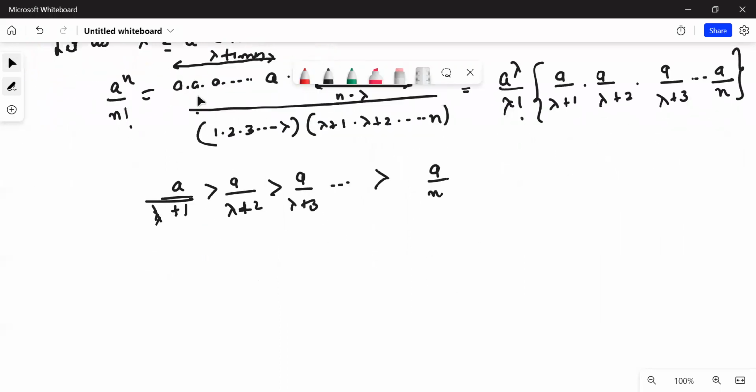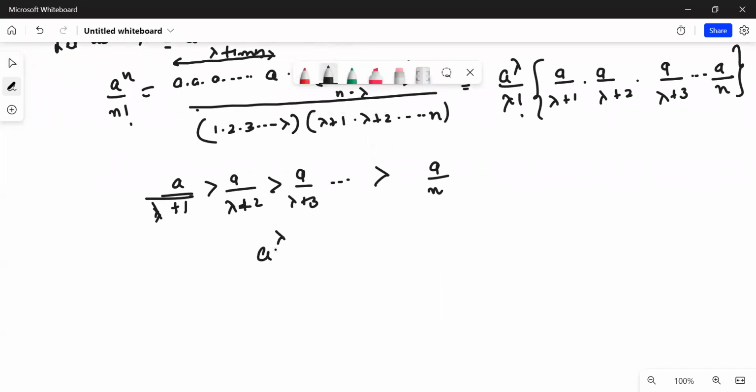Okay. So what trick will I play? One thing is very clear that this particular thing would be greater than 0, because a is greater than 0, lambda factorial is obviously greater than 0, and because a is greater than 0, a power lambda would be greater than 0. And it would be less than, sorry, a ki power n upon n factorial. So I know that my a is positive, n is positive, and n factorial is positive. So obviously, in any case, this would be greater than 0. So I have written this greater than 0. Is that clear?